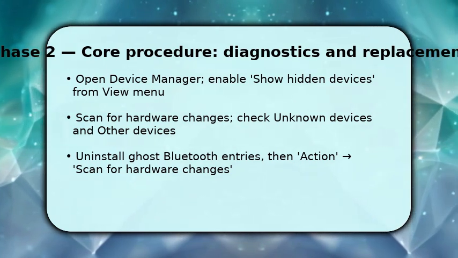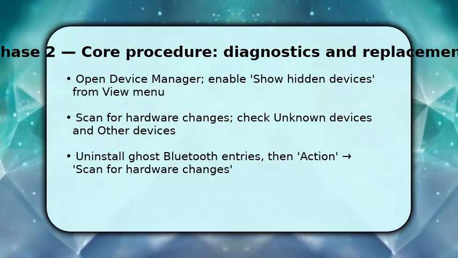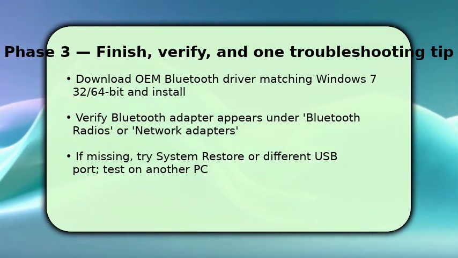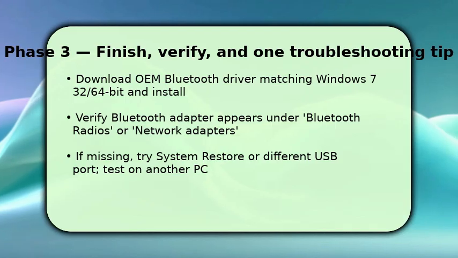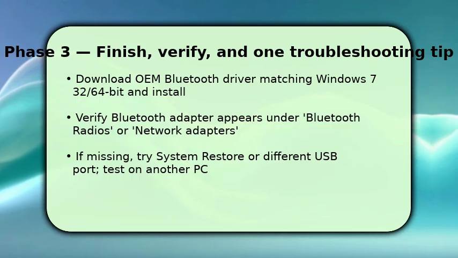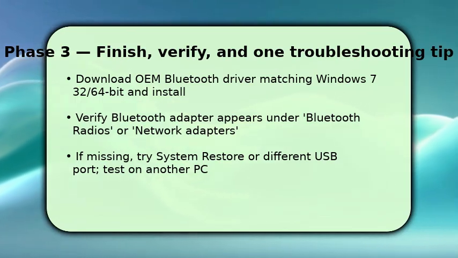Finally, install the correct driver from the PC or adapter manufacturer. Pick the Windows 7 32 or 64-bit package. Run the installer and reboot, then check Device Manager for Bluetooth radios or the adapter under Network Adapters. Once present, pair a device to confirm functionality.